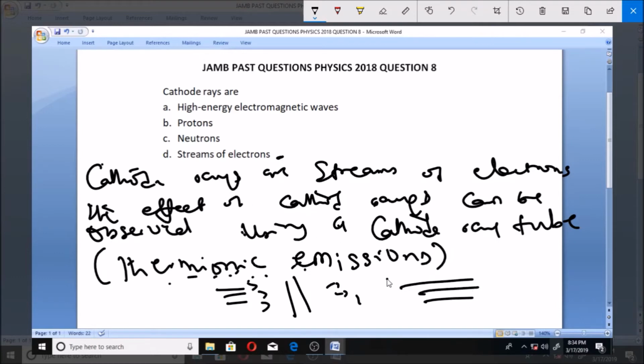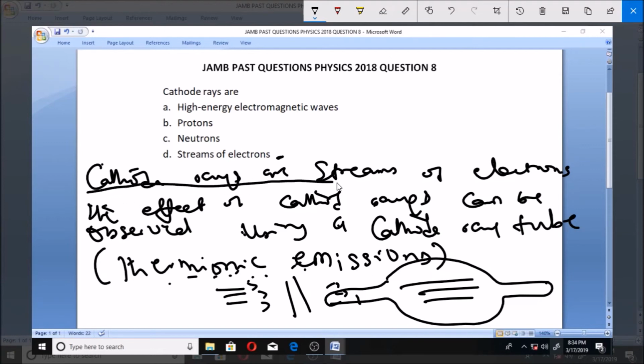rays. So you're going to look at this cathode ray tube and see how this motion is done in your physics textbook. Check under thermionic emission. We're going to read about cathode rays, and you see that actually cathode rays are streams of electrons. That is what cathode rays are, streams of electrons. So that is the answer to this problem. They are not protons, they are not neutrons, but they are streams of electrons.